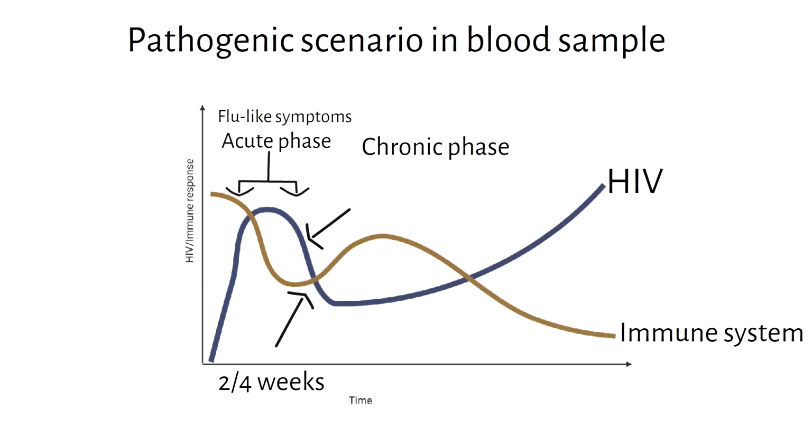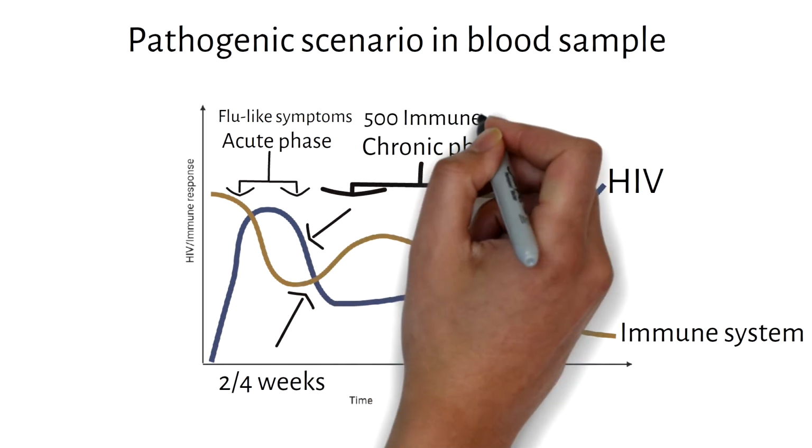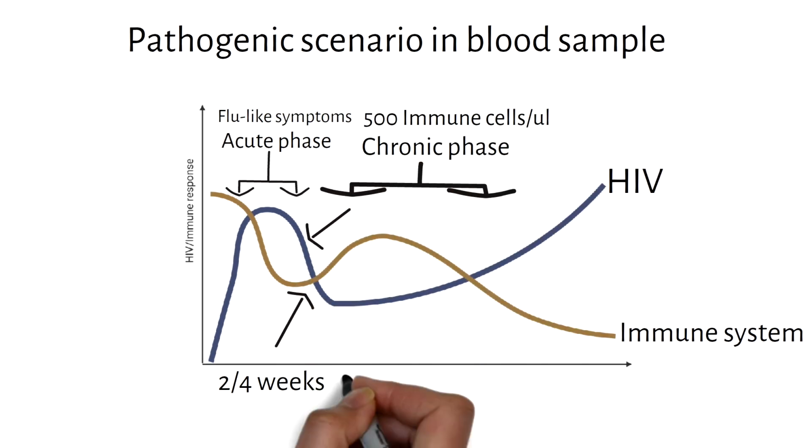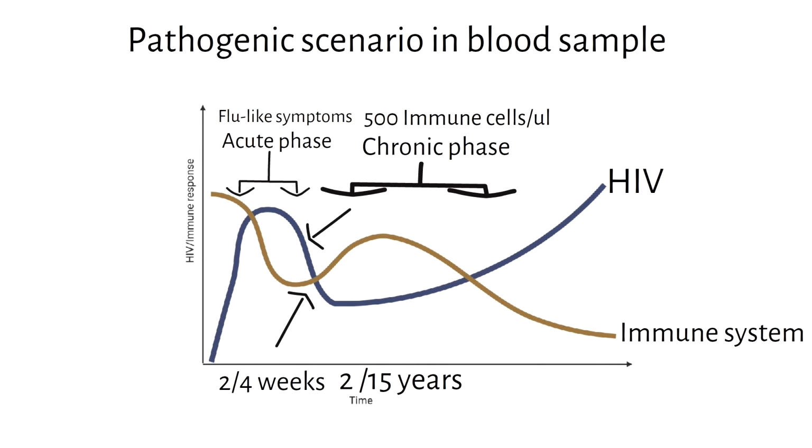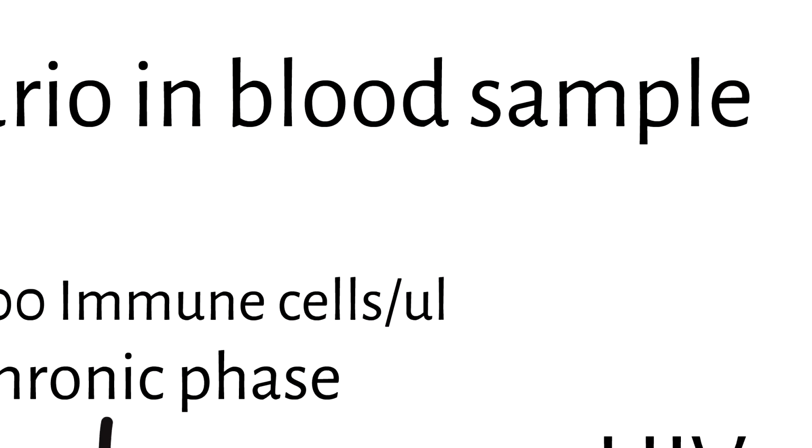The second phase is known as the chronic phase. Here, the virus will be silently replicating. Only in some individuals, new infections and other symptoms start to appear, as defenses decrease and reach low levels, around 500 immune cells per microliter. As you can observe, the chronic phase is characterized by a slow decline in immune cells and a rise in HIV cells. This phase could last around 10 to 15 years, or even more.